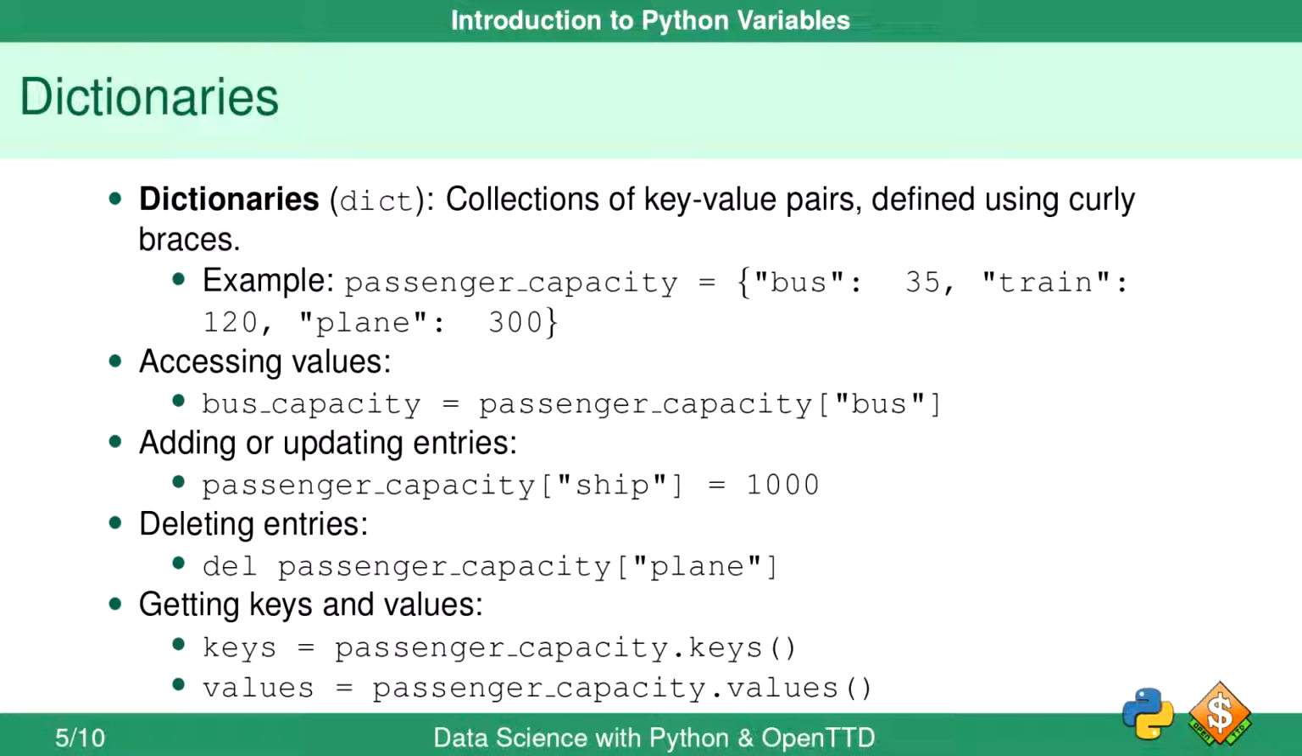To delete an entry, we use the del keyword followed by the dictionary name with the key in square brackets, like del passenger capacity with plane in square brackets. We can get all the keys using the keys method with parentheses and all the values using the values method with parentheses.